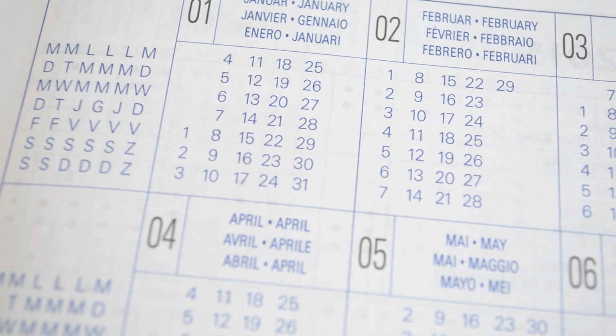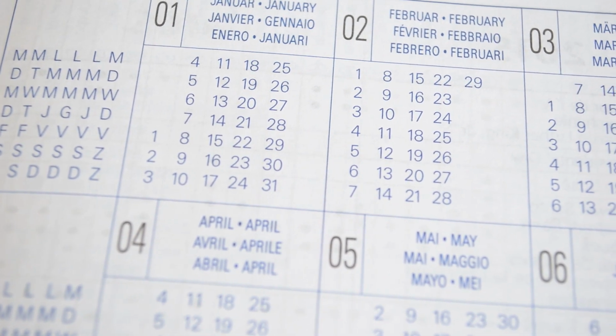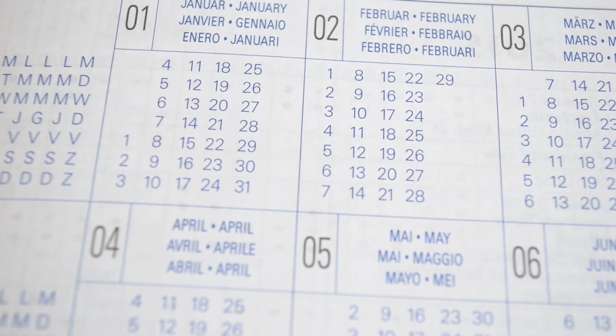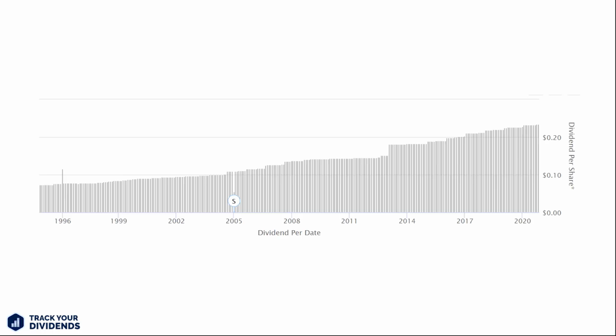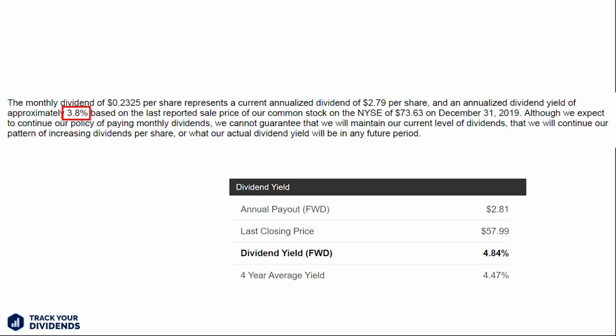Now, Realty Income's main goal is to provide shareholders with dependable monthly dividends. So let's take a look at those. For the past 23 years, Realty Income has continued to increase their dividends. As of the making of this video, they are sitting at a dividend yield of about 3.8%, with the dividend paying roughly 23 cents a month.